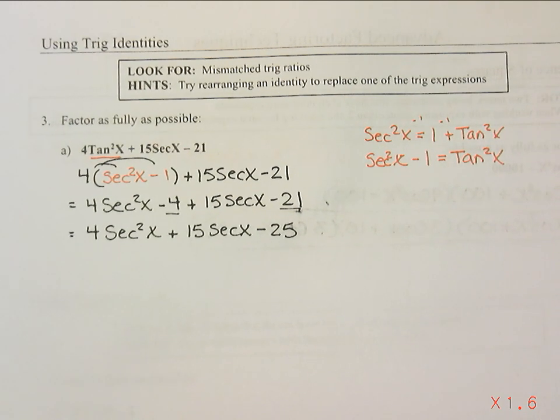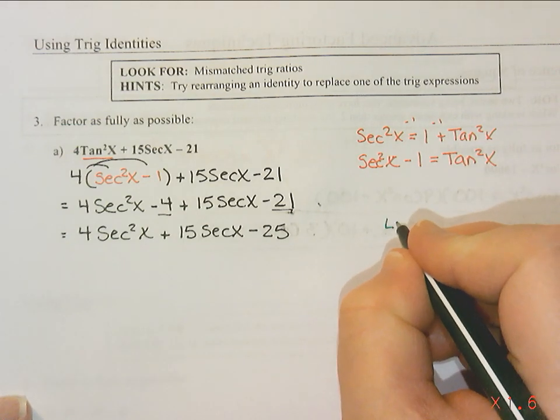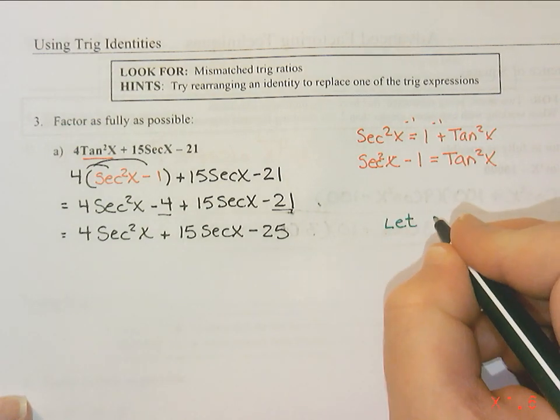If you would like to do variable replacement, that would probably be a good idea. So I think that's what I'm going to do. If you feel confident factoring with the secant, then that's great. If I want to do some variable replacement, I'm going to go over to the side here, and I'm just going to take out the secant, and I'm going to let that be a.